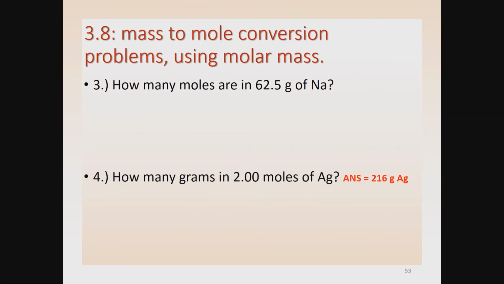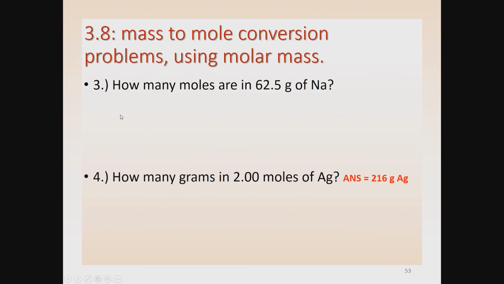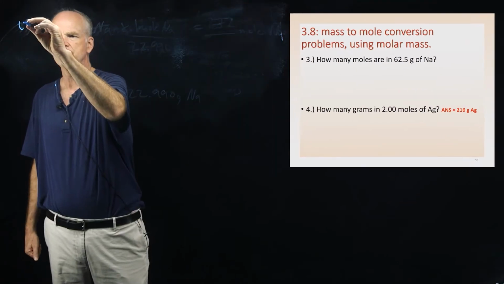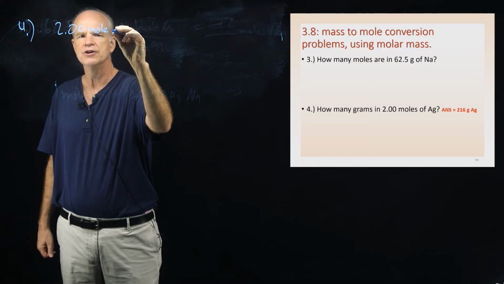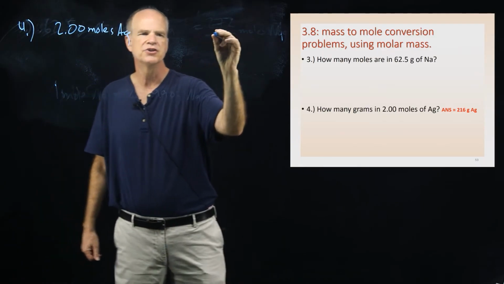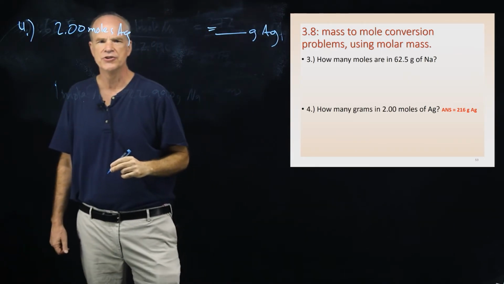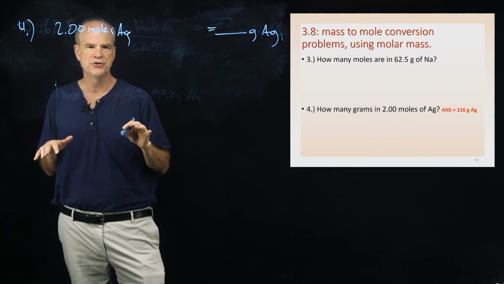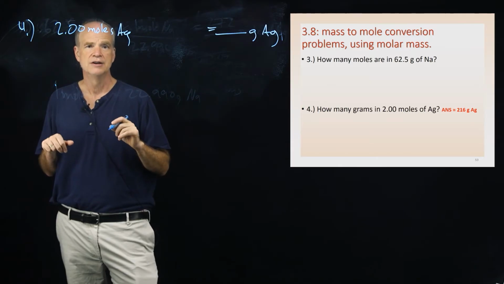Okay, so how many grams in 2 moles of silver? So let me quickly look up the average atomic mass of silver here. So it looks like it's 107.87. Okay, so how many grams in 2.00 moles of silver? So this is problem 4. So we have 2.00 moles of silver, and we're trying to get this into grams of silver. Again, you can look up the average atomic mass for silver in the periodic table. It's 107.87 grams per mole.